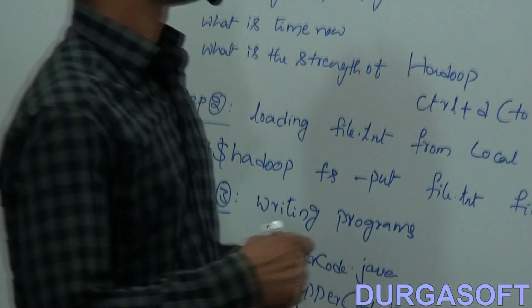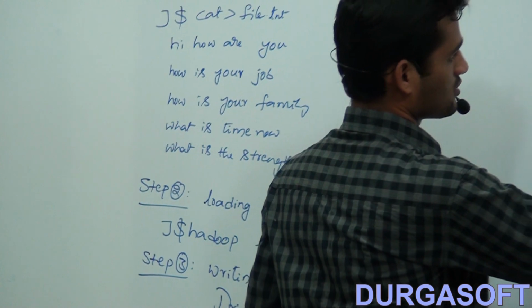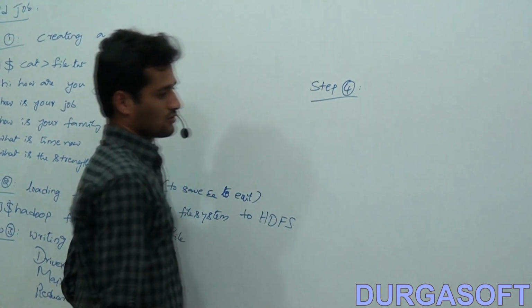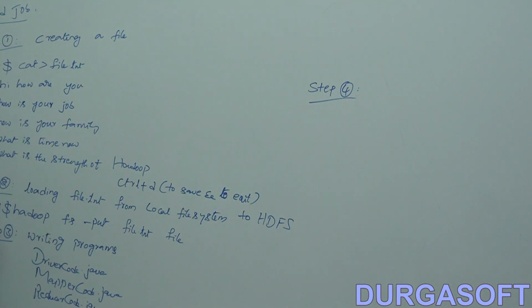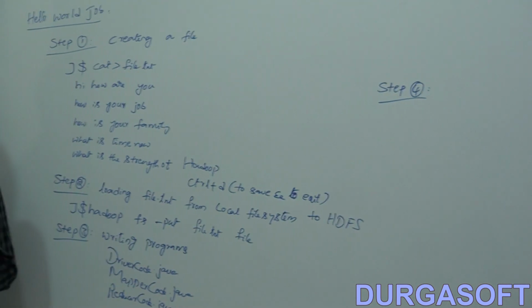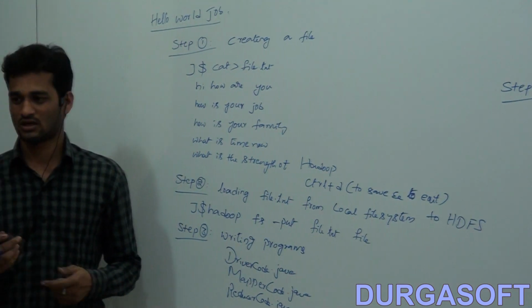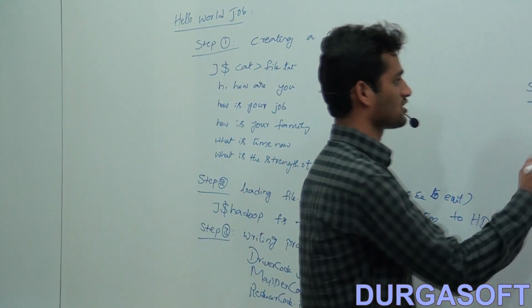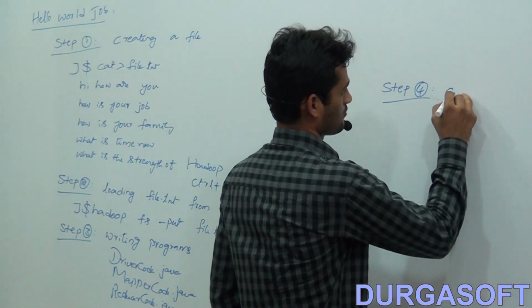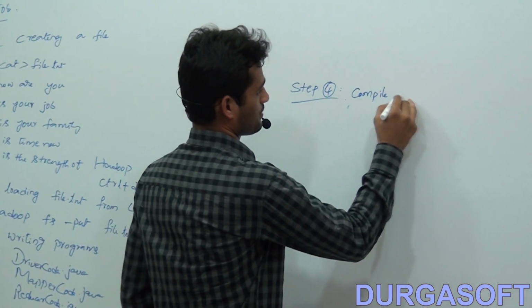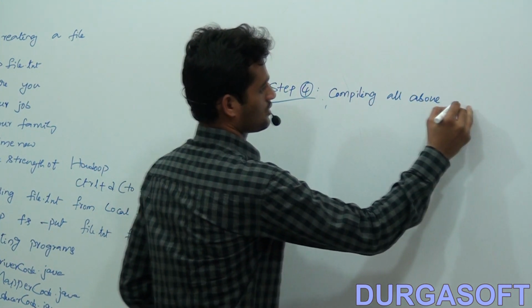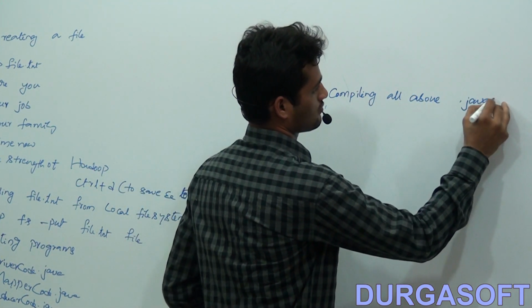Now the fourth step, step number 4. What do I have to do after writing these 3 Java programs? Generally you create a Java program, next you have to compile it. So how to compile that Java program? See this one: compiling all the above .java files.